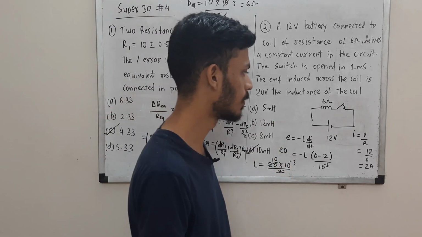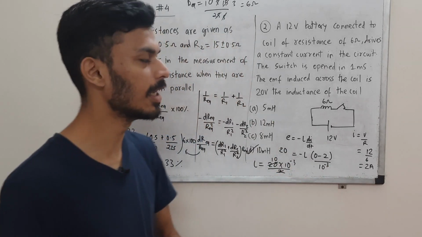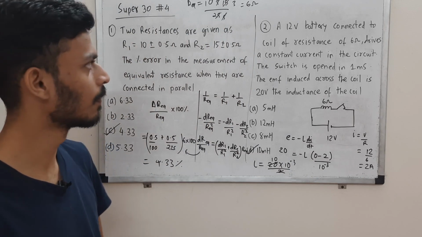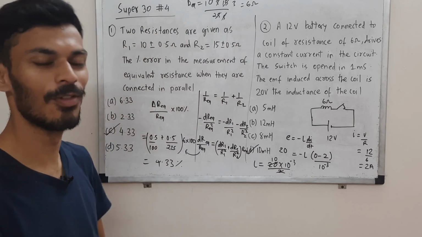The question was pretty straightforward based on the formula E is equal to L di by dt. Okay, so that's about these two questions. Over to the next one, 3 and 4 over here.